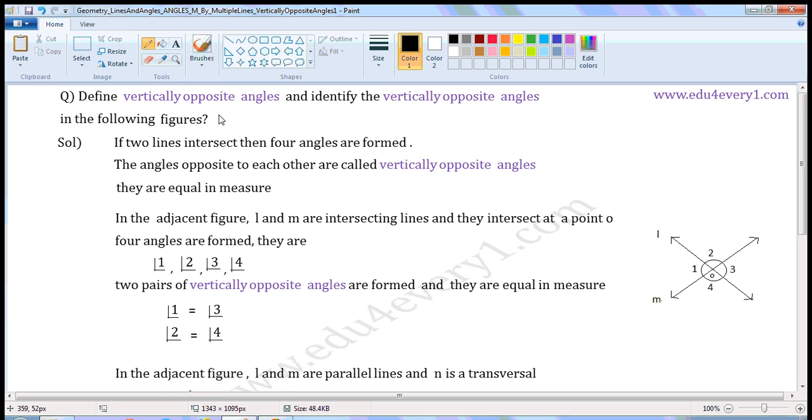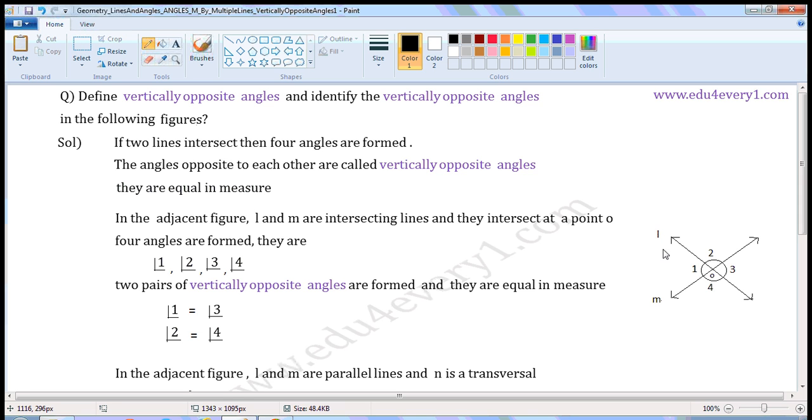Define vertically opposite angles and identify the vertically opposite angles in the following figures. If two lines intersect, then four angles are formed. The angles opposite to each other are called vertically opposite angles. They are equal in measure.